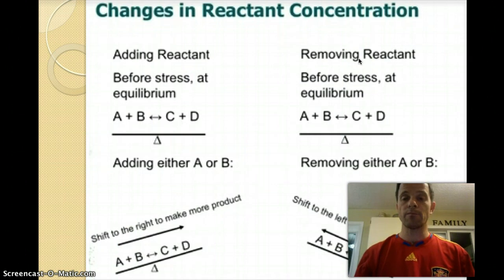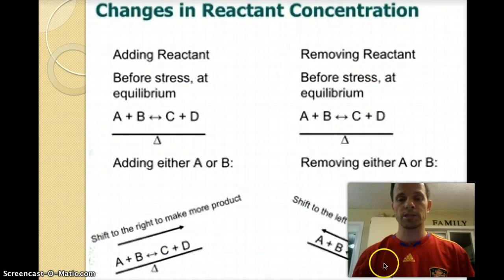Same thing happens if we remove reactant, or the opposite happens. If we remove A or B or both, then the teeter-totter shifts towards the C and D section, and the equilibrium shifts to the left to make more reactant.